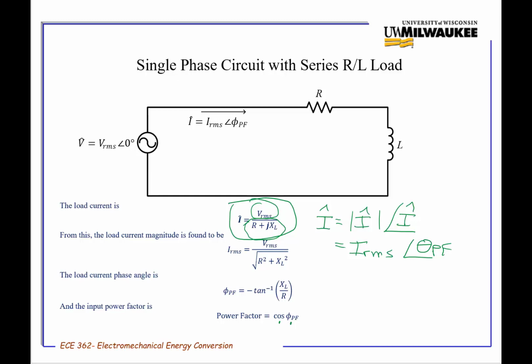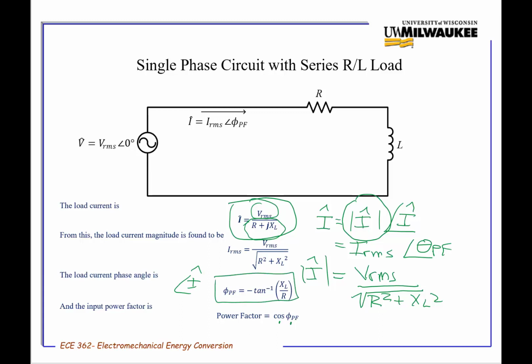So in order to divide a single quantity, this is just a single number, VRMS, we have to divide it by the magnitude to get this magnitude term here, the magnitude of the impedance, which we showed in the last slide is the square root of R squared plus XL squared. And then we have to find the angle of the current this way.